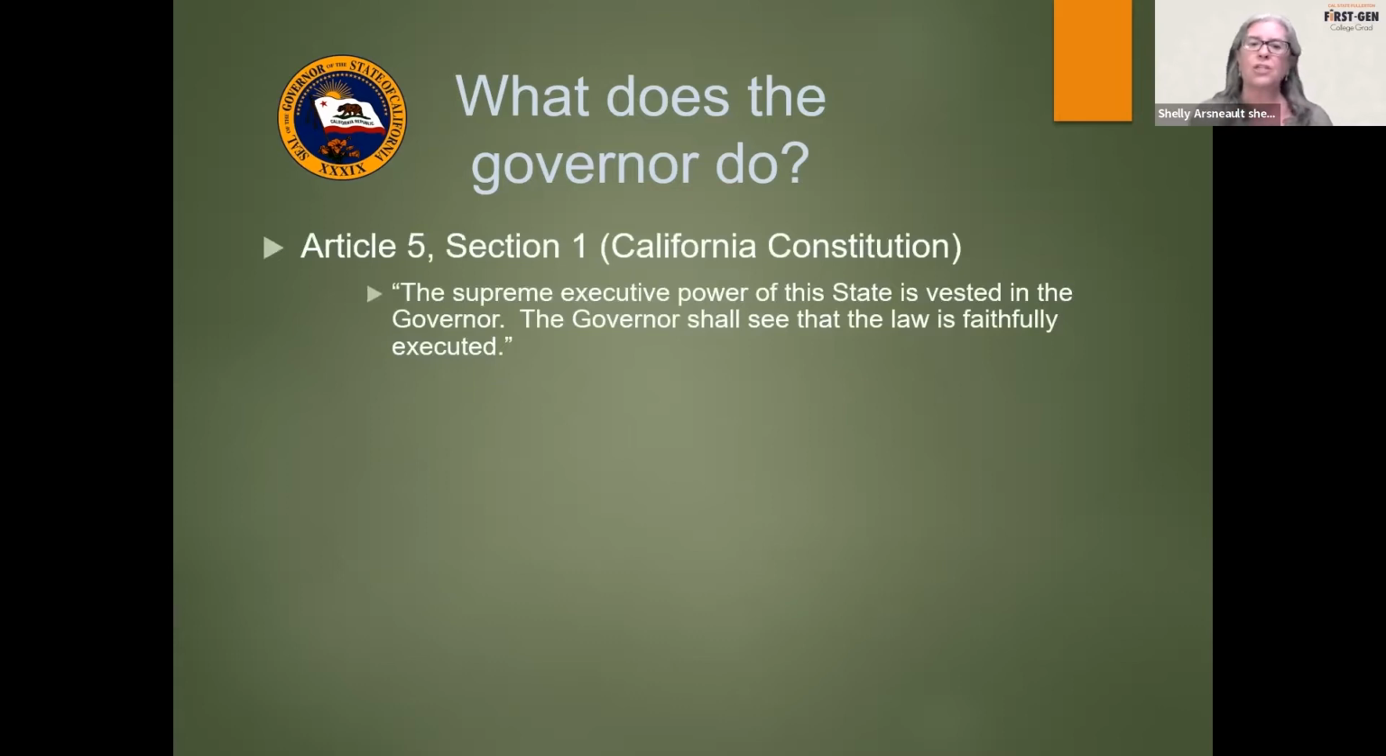The governor's position is Article 5, Section 1 of our Constitution. And you can see the language: the supreme executive power of the state is vested in the governor. And he shall see that the law is faithfully executed. I will probably use he, perhaps I should use they, except that we haven't had a she. So keep hope alive. But we've only had he governors so far. So basically, what this means is implementing the laws as they are passed.